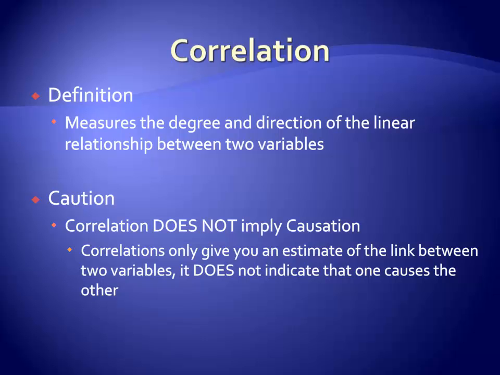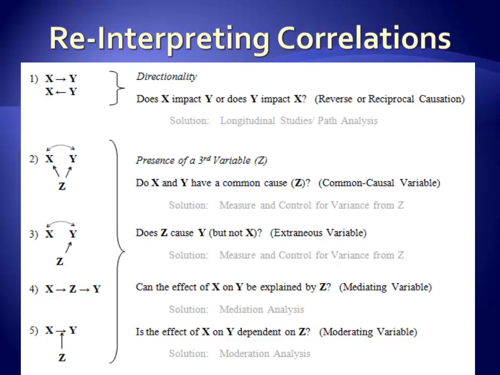Now, the age-old adage in statistics is that correlation does not imply causation. So this means that even if two variables are highly correlated, this does not mean that one causes the other. This has become a mantra in statistics, and what we'll do in this lecture is identify other ways to reinterpret that relationship. There are 5 potential ways to reinterpret the relationship between two variables, and I'll discuss each of these shown on the slide in turn.